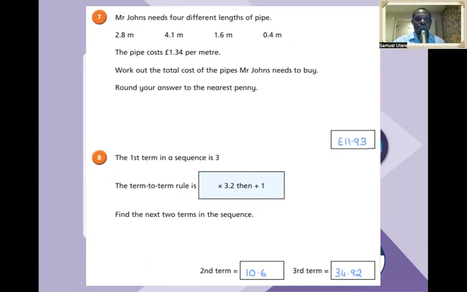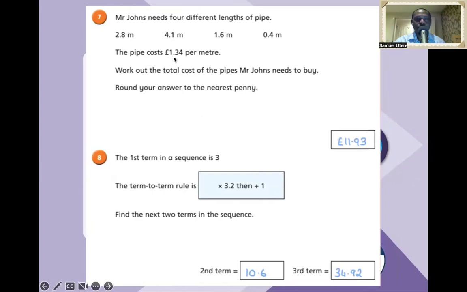All right. So here you ask, Mr. Jones needs 4 different lengths of pipe. The pipe costs £1.34 per meter. Work out the total cost of the pipes Mr. John needs to buy. Round your answer to the nearest penny. So when you round the total, you know that you're going to be estimating.